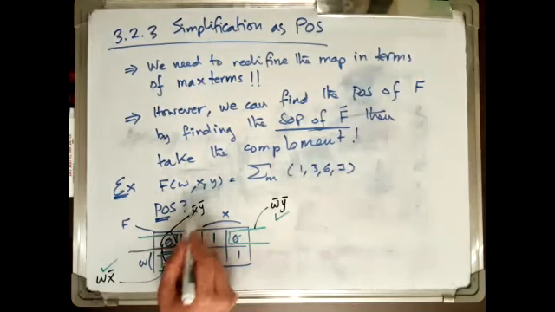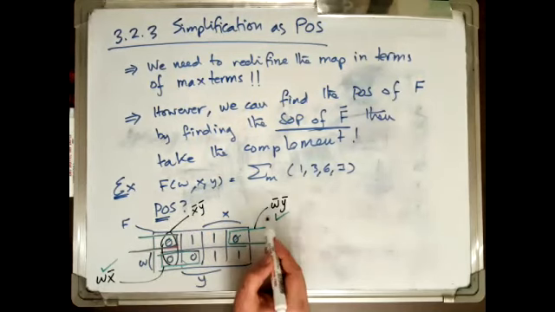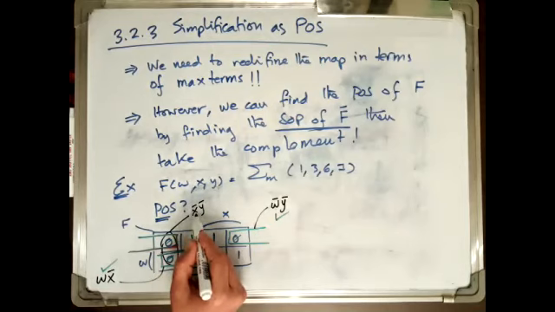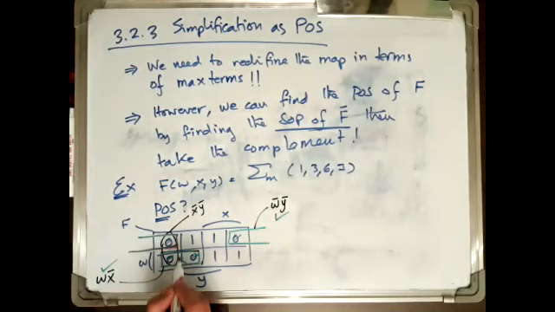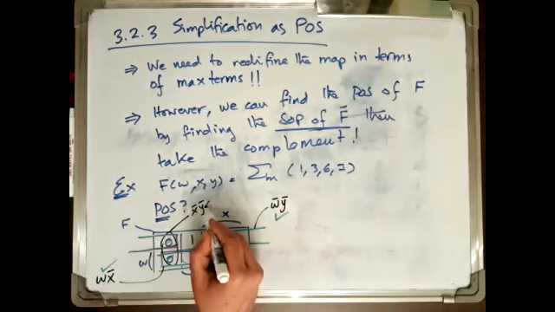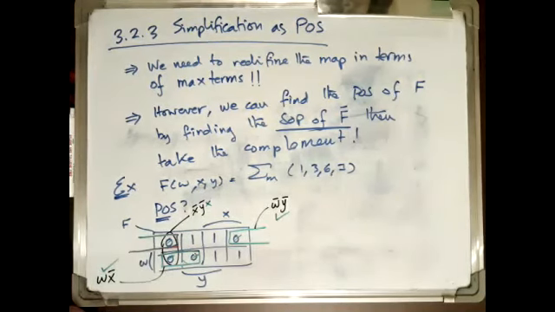How about X bar, Y bar? If we pick this and this, we cover all the zeros. So we don't need to use this one. You can easily see that this one is not an essential prime implicant. It is not an essential prime implicant.